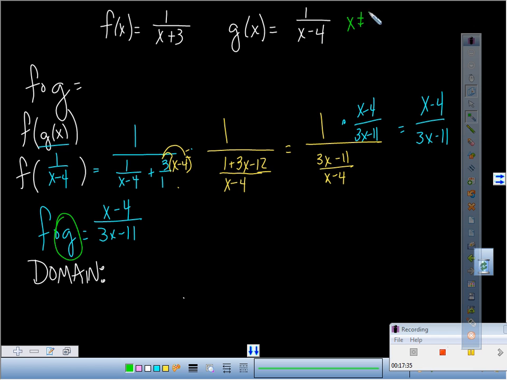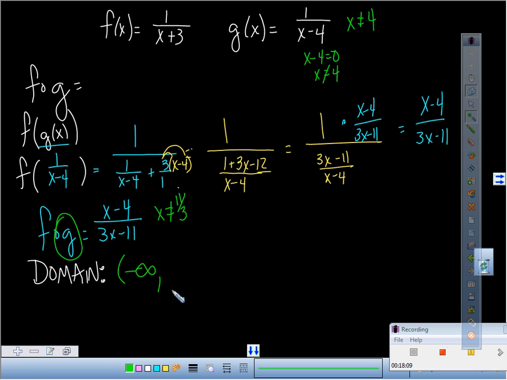X cannot be equal to 4, right? An x in the denominator, you set it equal to 0. You solve for x, and then you say x cannot be that. So that's his only restriction. Does this one have any restrictions? What is it? X cannot be 11/3. Okay? So you set this equal to 0 and solve for x, it'll give you 11/3. You exclude that number. Okay, so what's the domain of the function in interval notation?